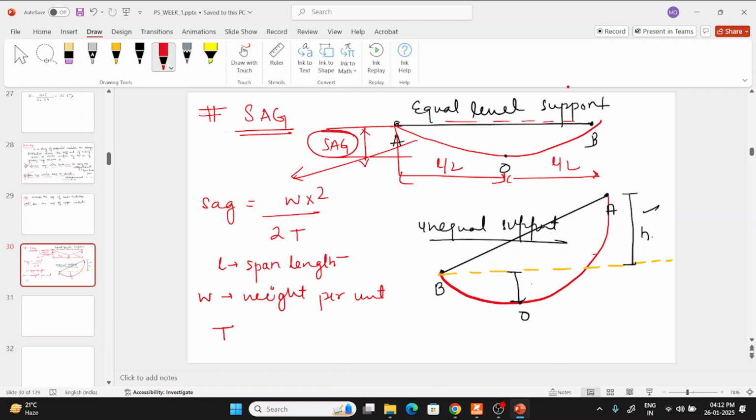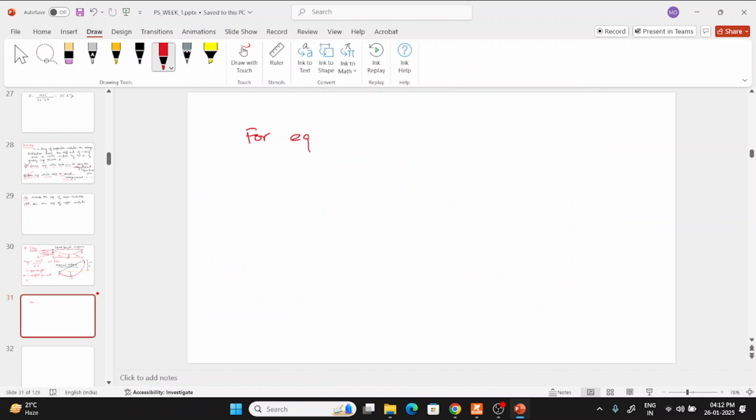So what will x be? What do we put x as here? Because at this point there is the sag, and generally for equal support length, the sag is at x equal to L by 2. So if we put x as L by 2 for equal level support, x is the place at which is the lowest point. I will write it here, lowest point. This is the lowest point in an overhead line.